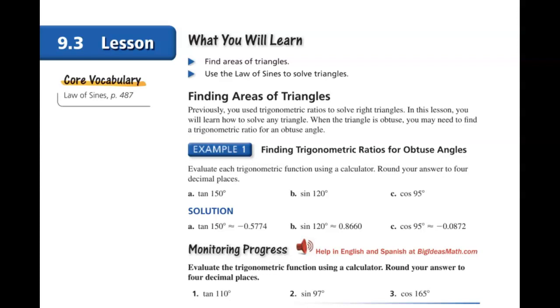So this is when we can possibly have either no triangles or two triangles when we're given three specific pieces of information about a triangle. Okay, so we're going to start on page 484. This is 9.3. I encourage you to follow along.